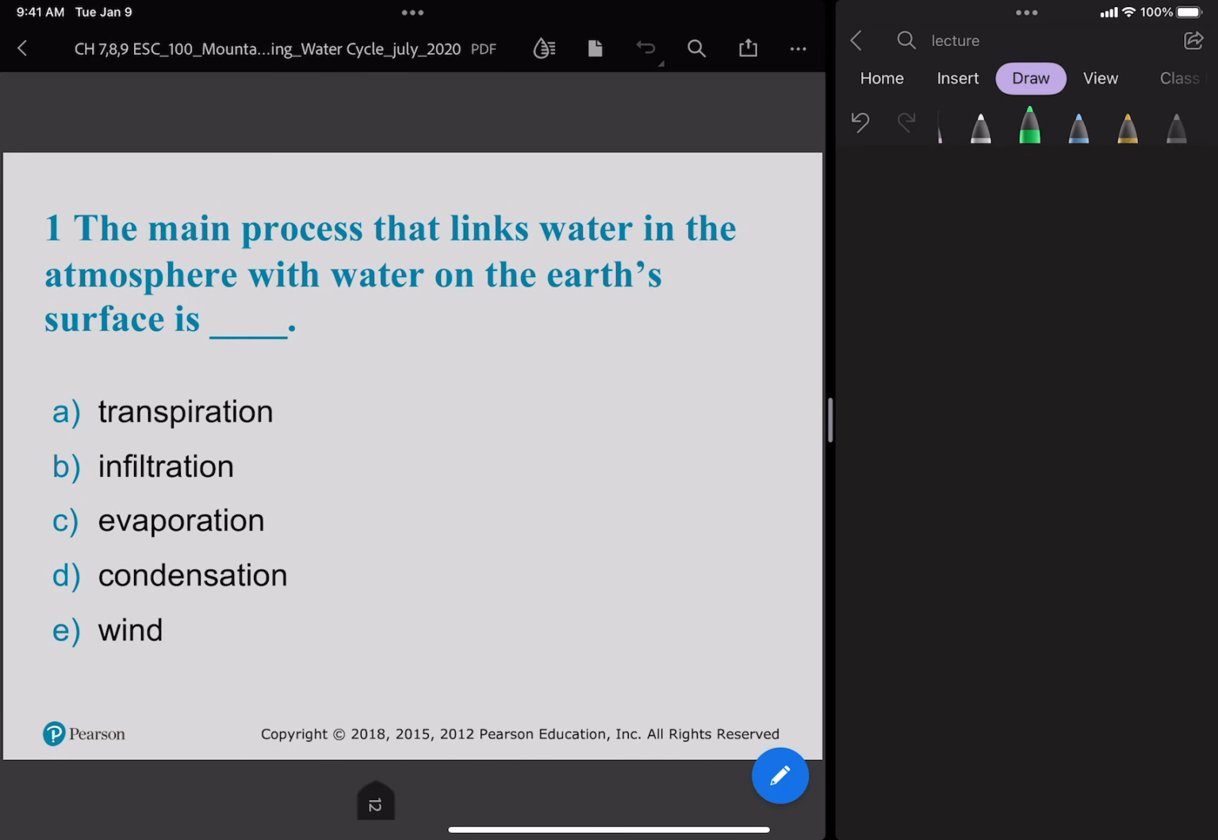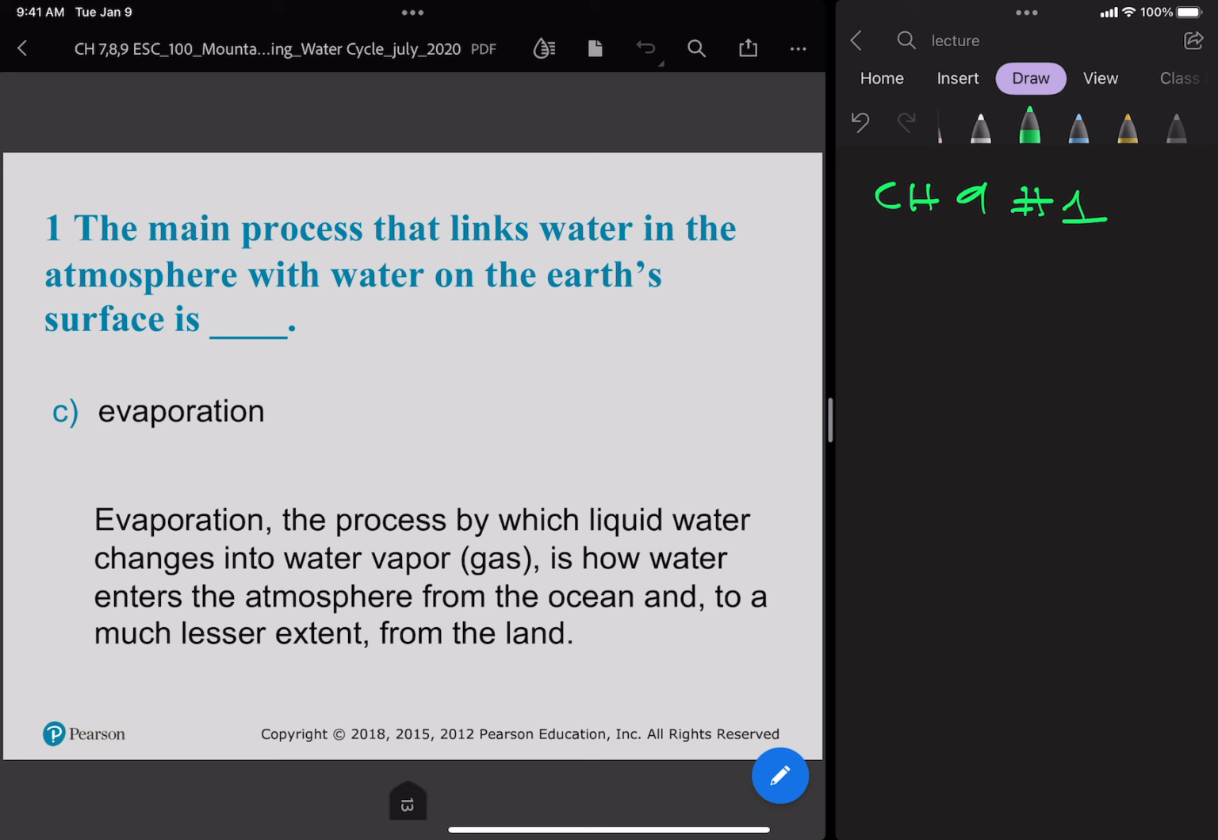Okay, so here's the first question. What is the main process that links water in the atmosphere to water on Earth's surface? So this is Chapter 9, number 1. And that process is evaporation.